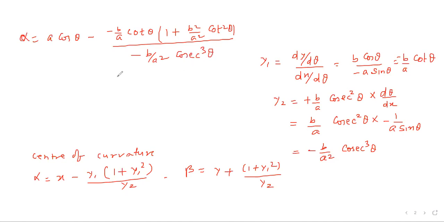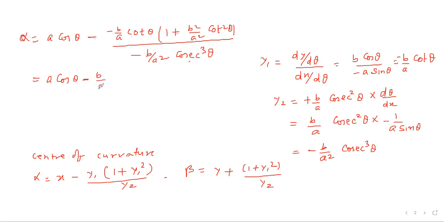Now we simplify it. So this will become a cos theta minus the first term. This will be minus b upon a cot theta divided by this much. Then because of these two minus signs, the first term will become plus, and then again it will be multiplied by the minus sign inside. So that will become negative, and these two terms will get multiplied, then divided by this. So let's write it.